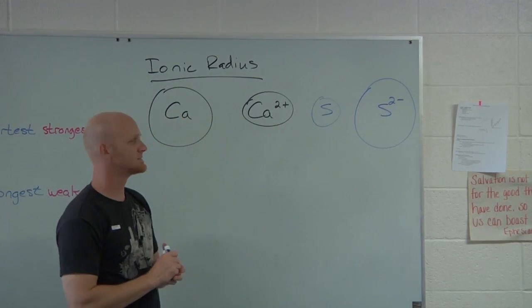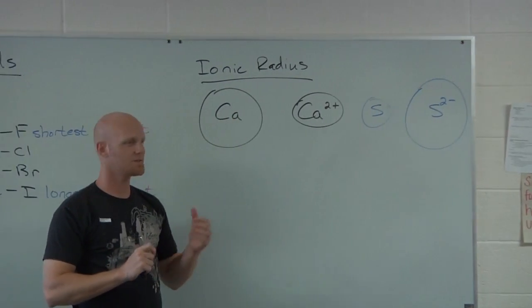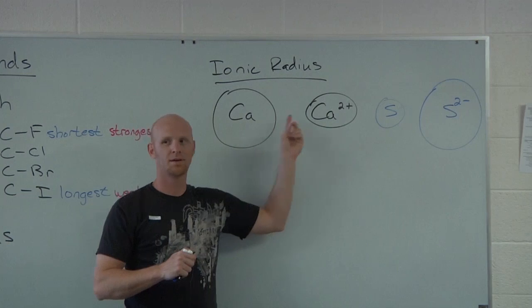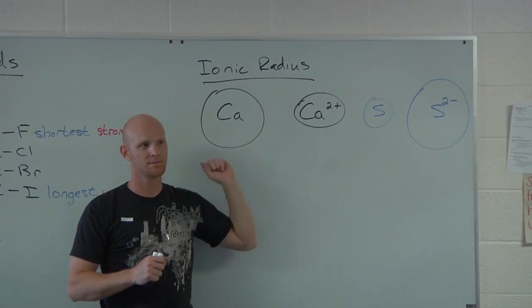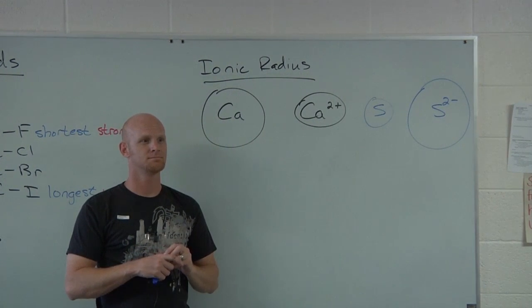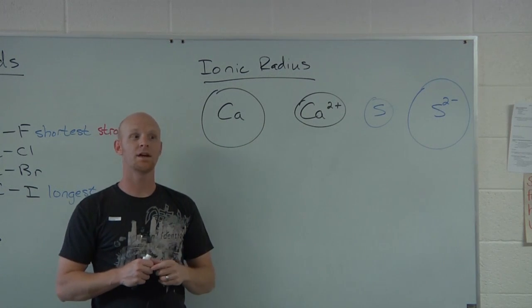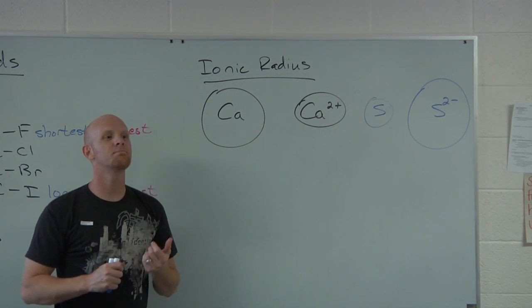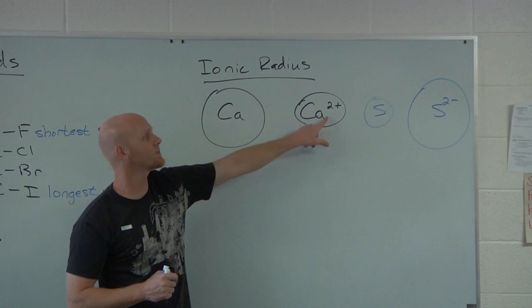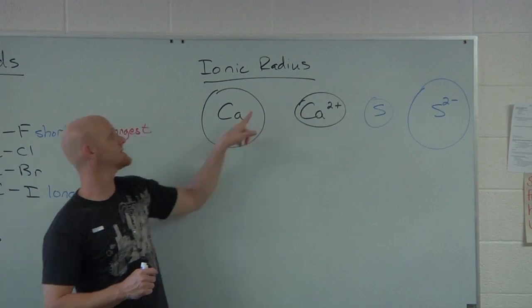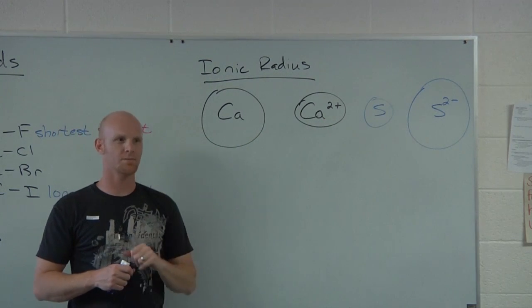So let me ask you a question. What kind of elements typically form cations? What kind of elements typically are the ones that lose electrons? Metals. Good. So if I asked you to find me an element whose ionic radius is smaller than its atomic radius, then you should be looking for a metal.